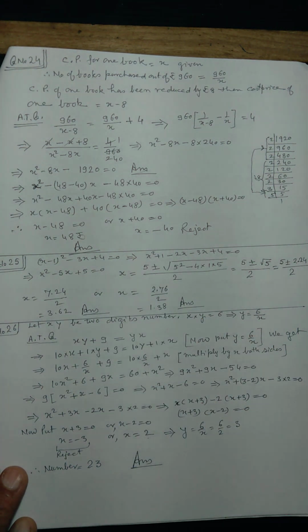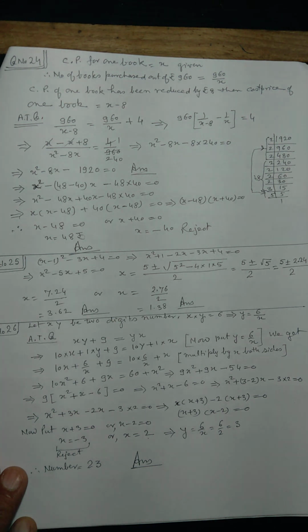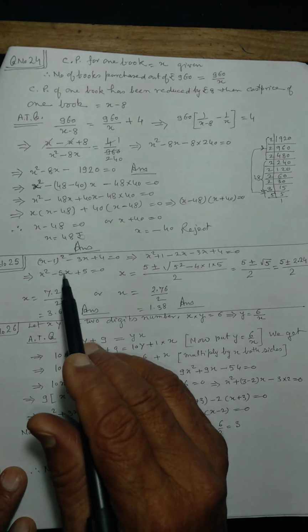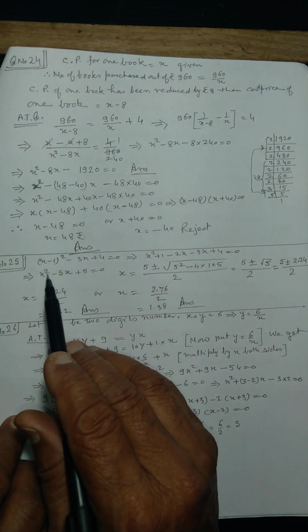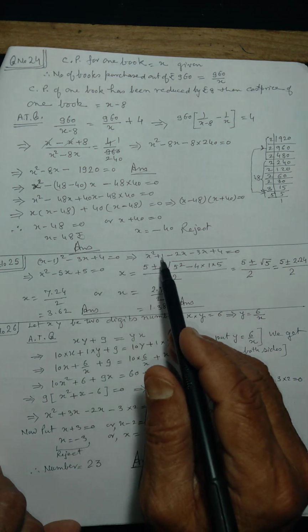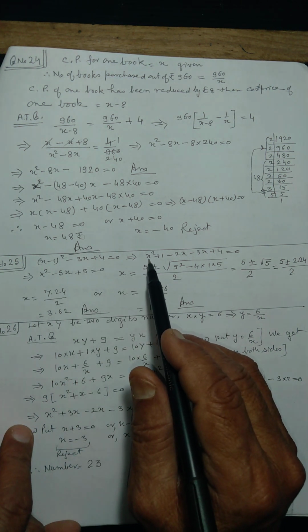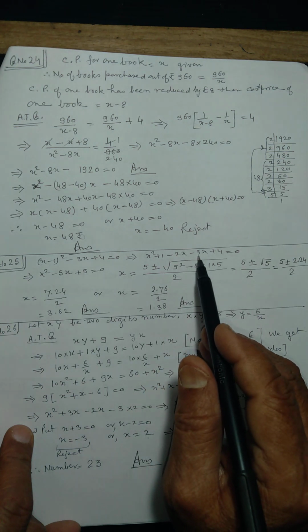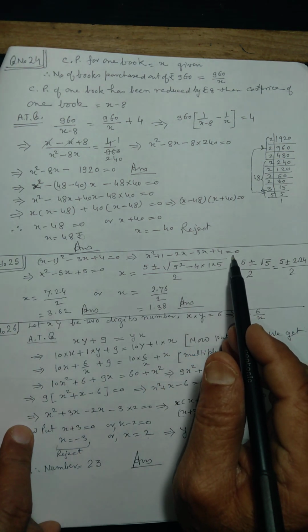Now question number 25. Solve for x using the quadratic formula. Write your answer correct to two significant figures: x minus 1 whole square minus 3x plus 4 equal to 0. You see here, question number 25, I have written x minus 1 whole square minus 3x plus 4. Here again I have opened the bracket: x square plus 1 minus 2x minus 3x plus 4 equal to 0.